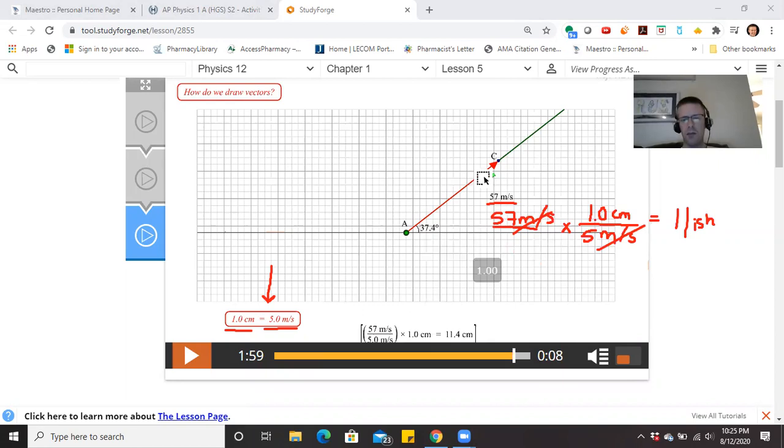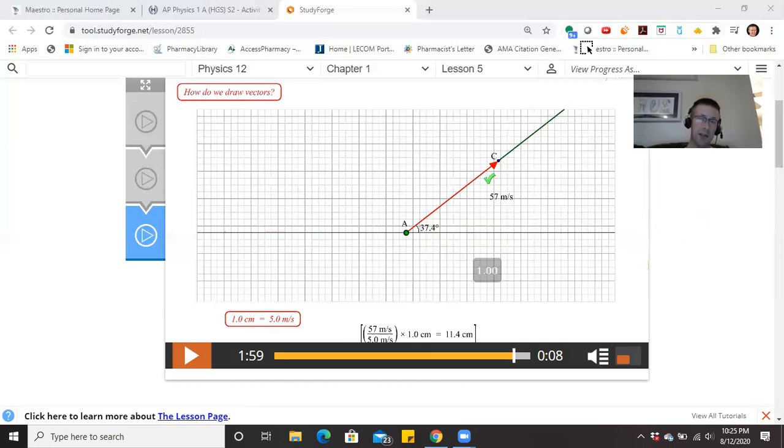So basically, you are the master of your drawing. With the scale that you choose to use, you can calculate how long your vector should be to match up with the scale that you selected. Okay, so that concludes lesson 5, I believe.